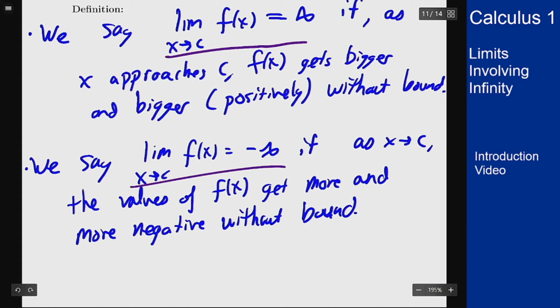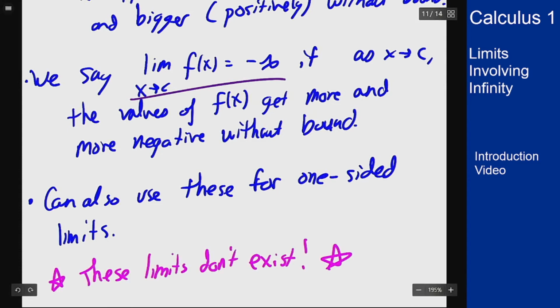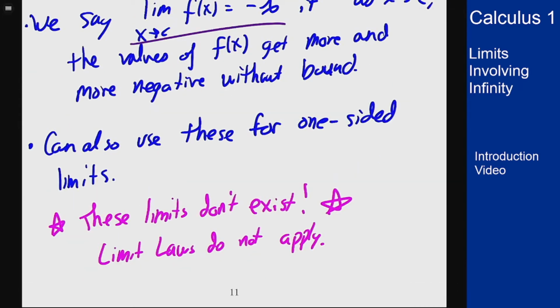And as a follow-on point, we can also use these to talk about one-sided limits as well. So I can say limit from the right is infinity, from the left is infinity. All that stuff also works with this notation here. But again, these limits don't exist. So our limit laws do not apply to limits that equal infinity. We'll look at one more example along this front.